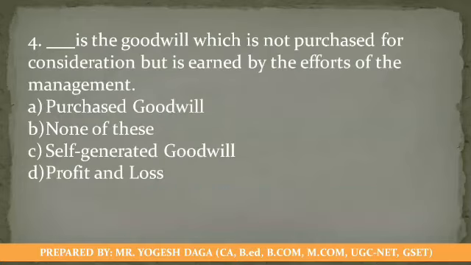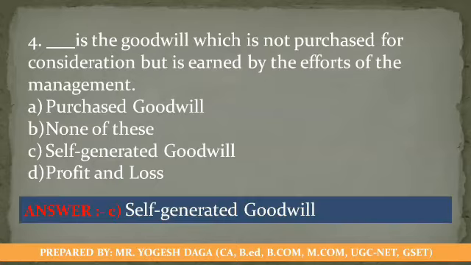Fourth question. Dash is the goodwill which is not purchased for consideration but is earned by the efforts of the management. Okay students, again I am repeating the question. Dash is the goodwill which is not purchased for consideration but is earned by the efforts of the management. What is the correct option? Here are the four options: whether it's purchased goodwill, none of these, self-generated goodwill, or D, profit and loss. What will be the answer? I think you know the answer, and the perfect answer for this is the C option, self-generated goodwill.